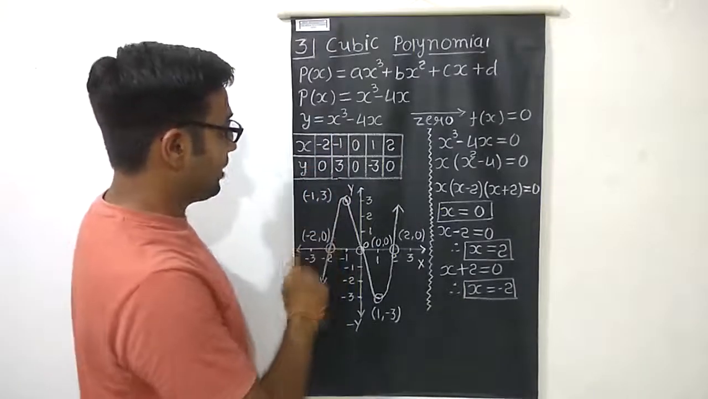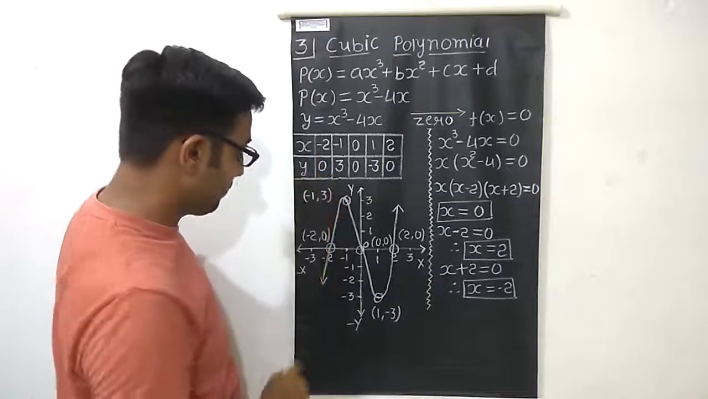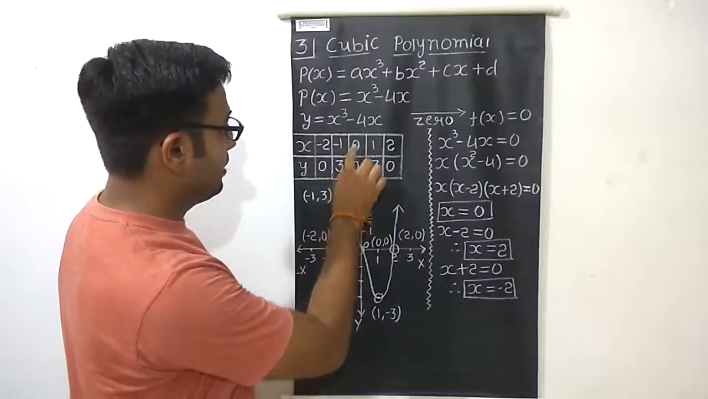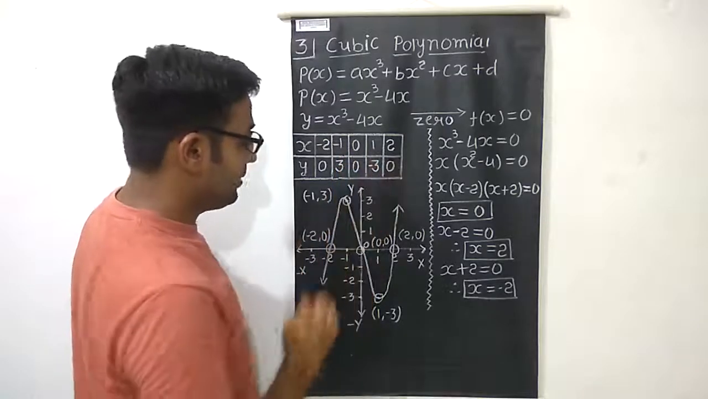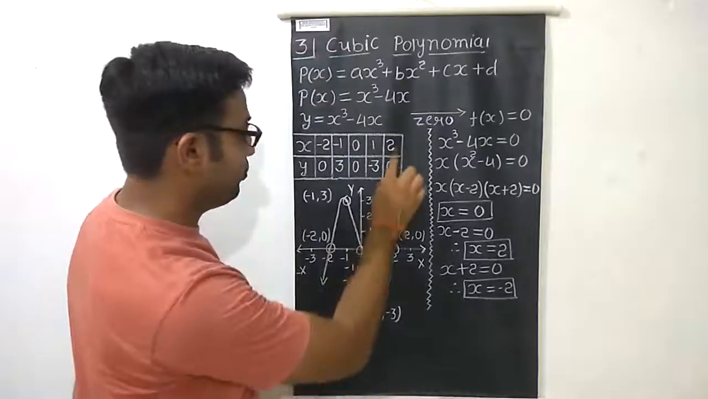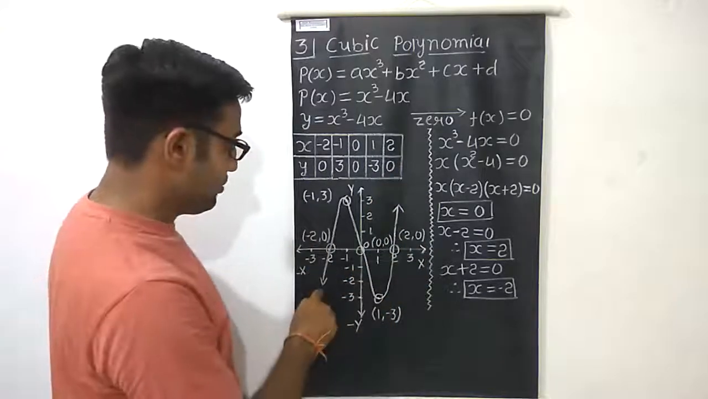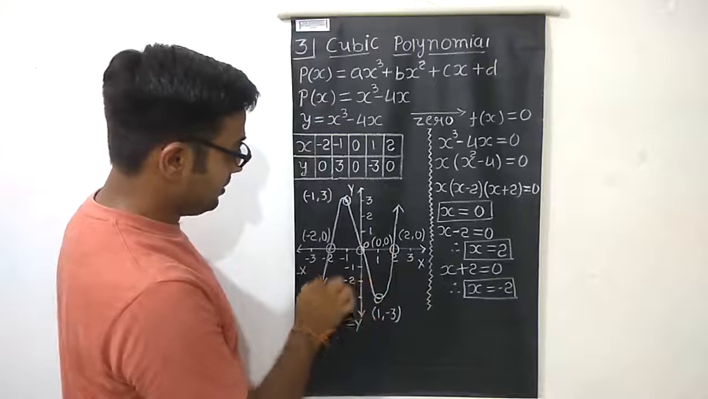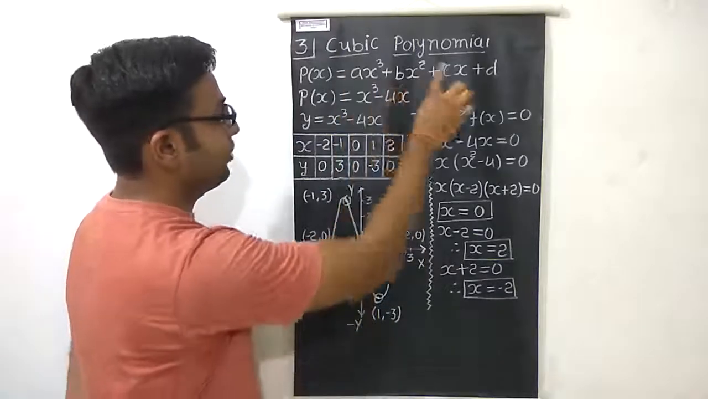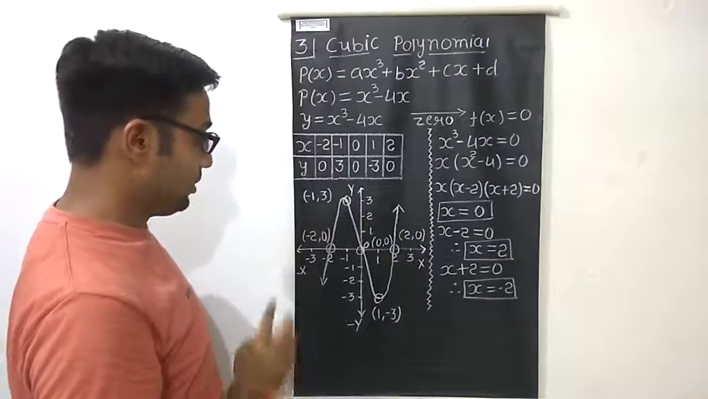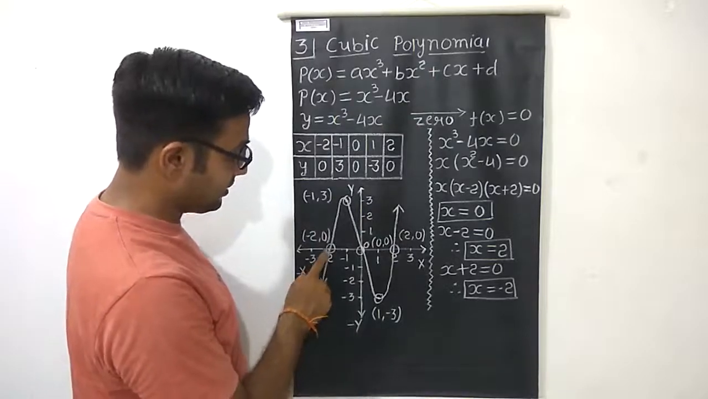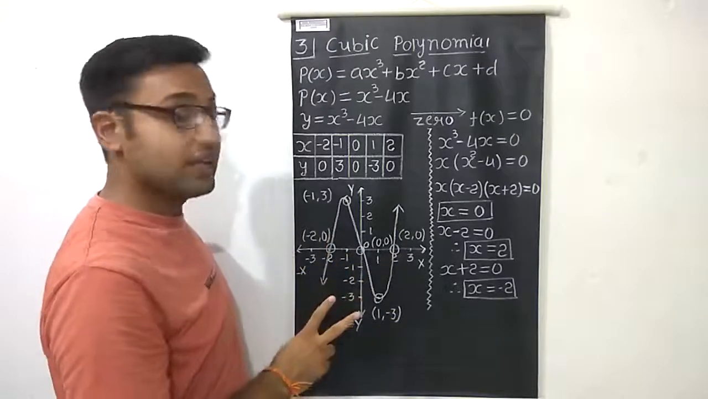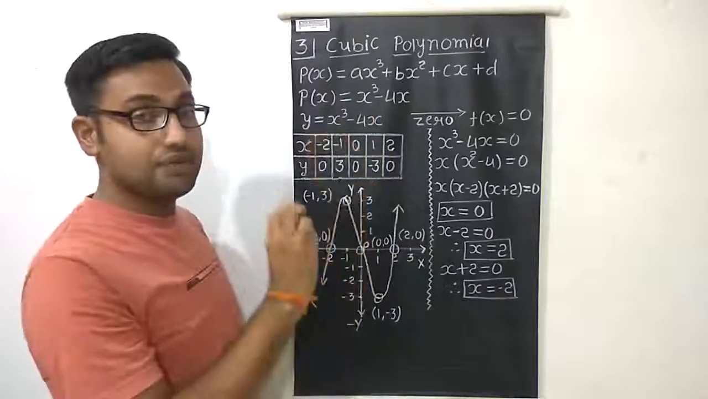By plotting these points, we get minus 2, 0 here. Minus 1, 3 is here. 0, 0 is the origin. 1, minus 3 is here. And 2, 0 is here. By joining all these points, we get this type of shape, which is what we get for a cubic polynomial. We can see that this graph touches the x-axis at 3 different points, first, second and third. So this polynomial has a maximum of 3 zeros.